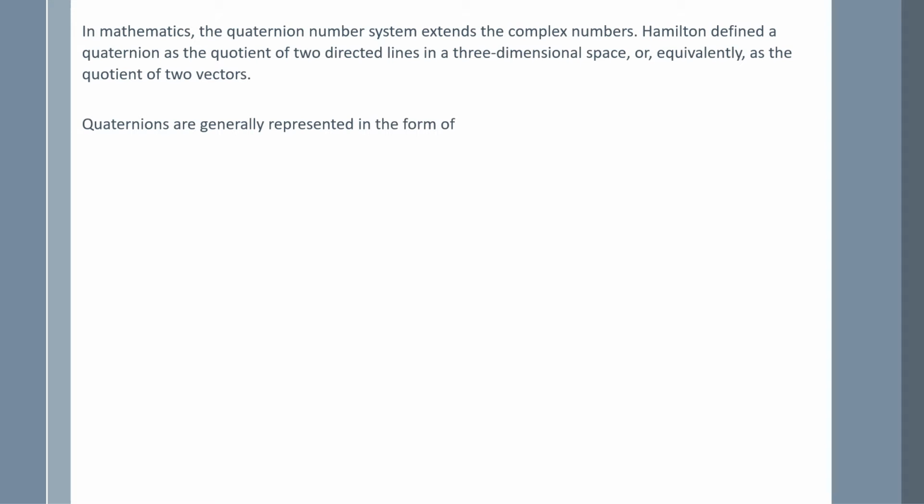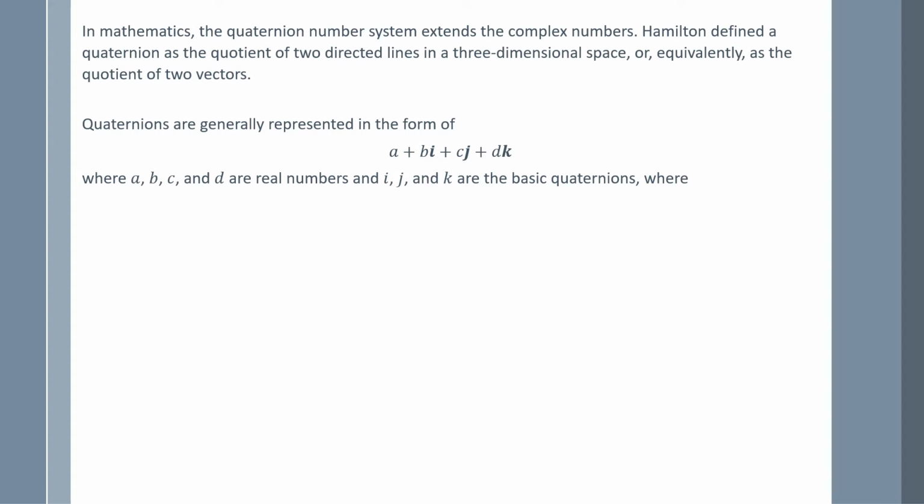Quaternions are generally represented in the form of a plus bi plus cj plus dk, where a, b, c, and d are real numbers, and i, j, and k are the basic quaternions, where i squared equals j squared equals k squared equals i times j times k, which equals -1.